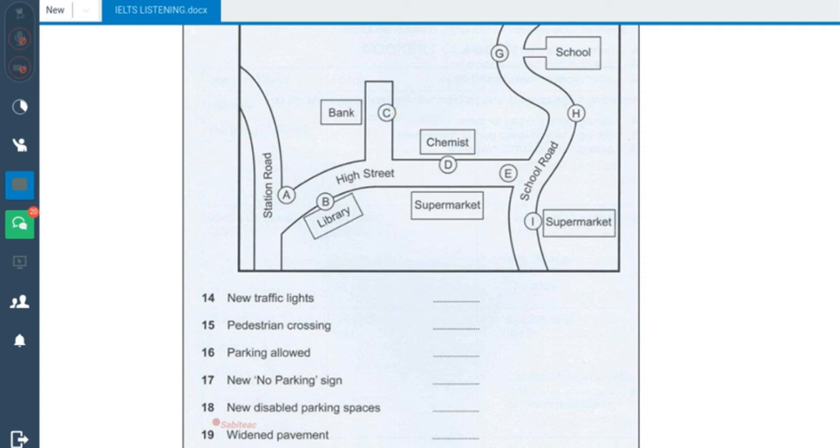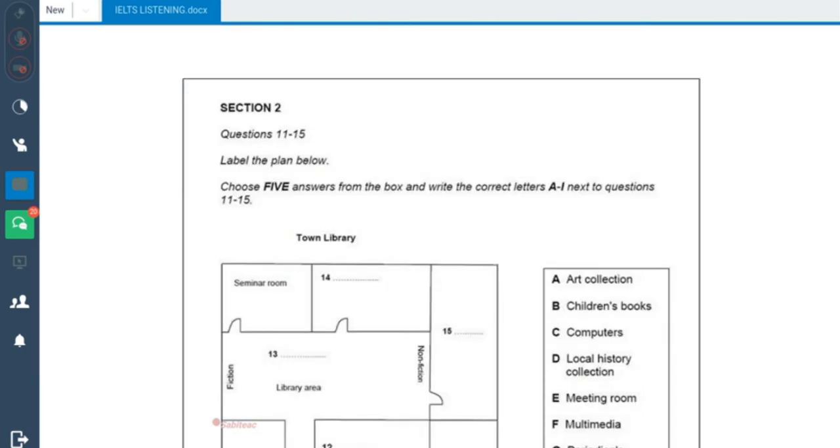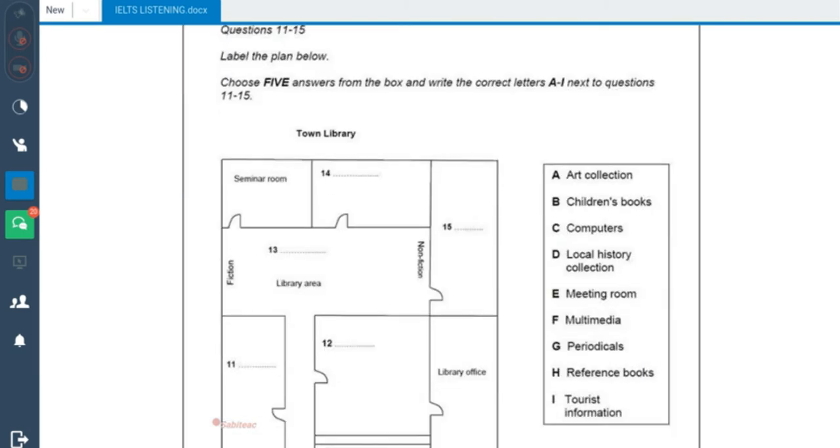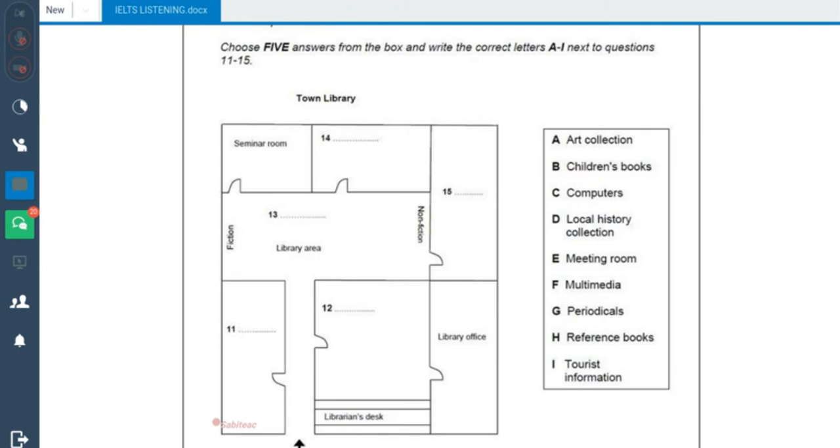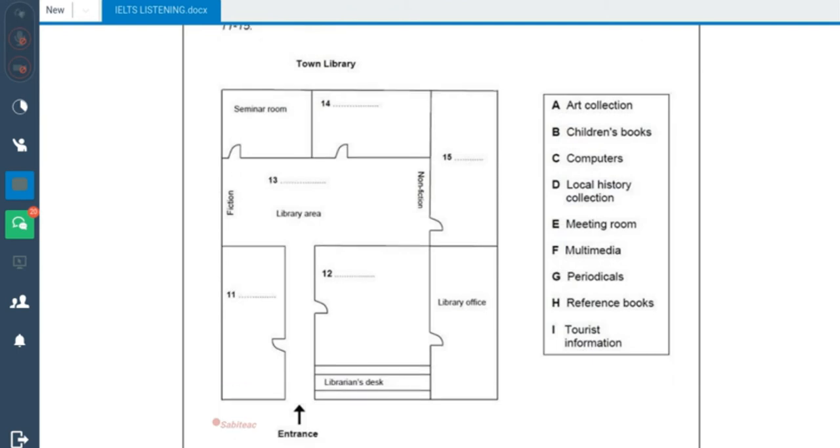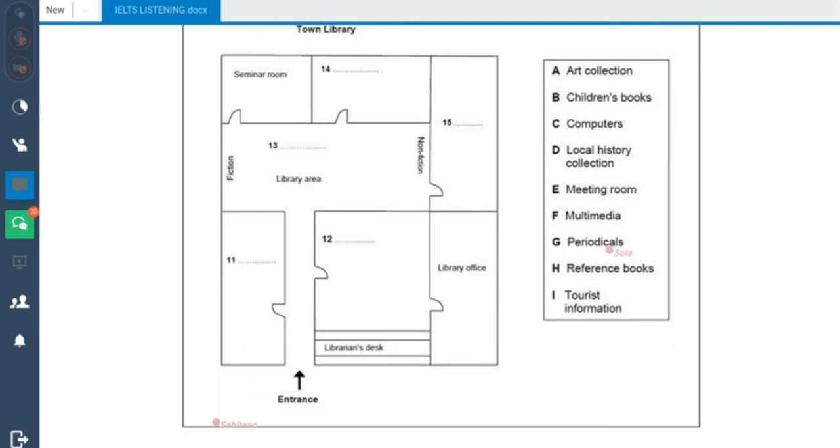So that's an example. Okay, let's quickly look at another example, an example of a plan. It is the same process. This plan is titled Town Library. And as you can see, we have question 14 here, and question 15. So we have 11, 12, 13, 14, 15. So it is the same process.